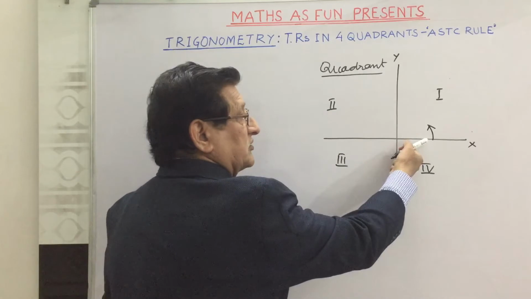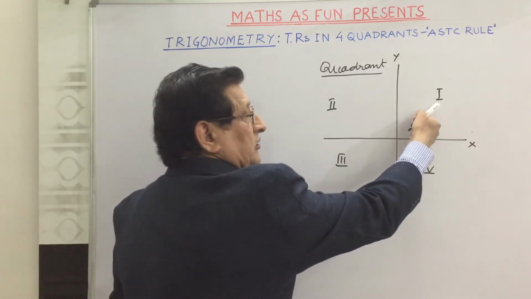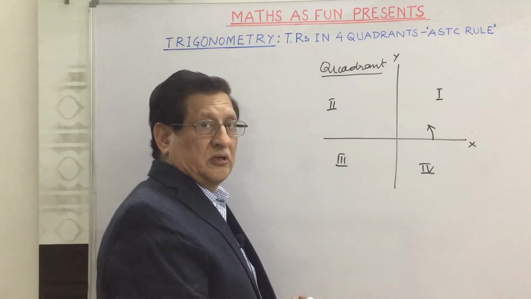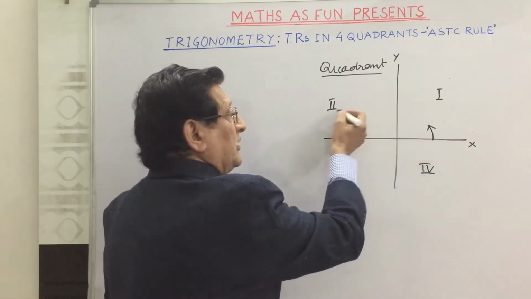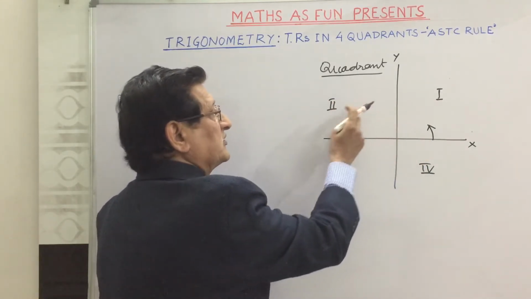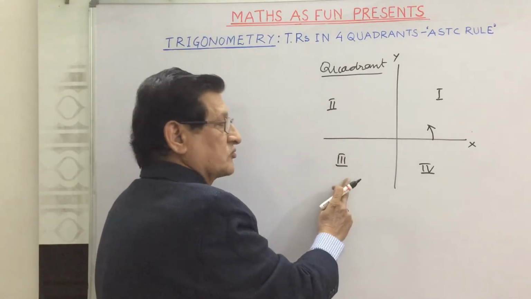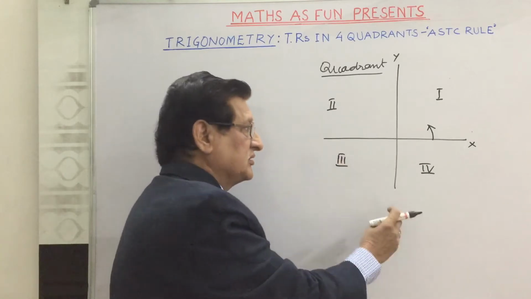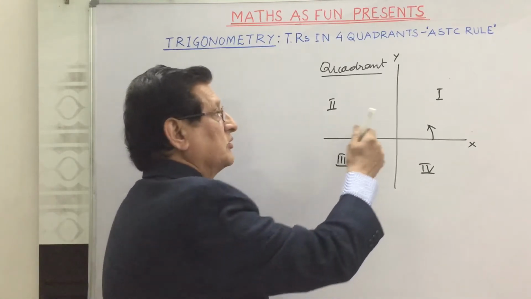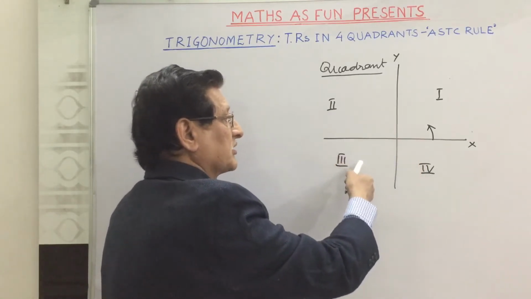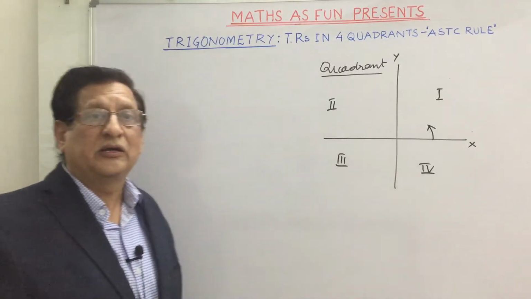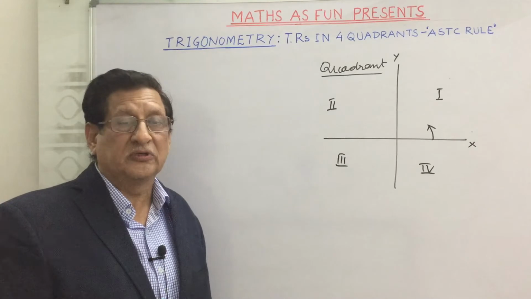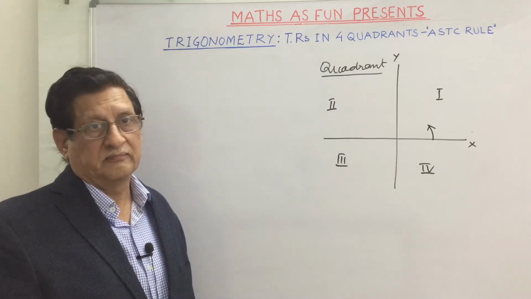So when it moves in this direction, first of all, this quadrant comes, and that's why it is known as the first quadrant. Further, when it moves, it goes to the next quadrant. This is known as the second. The next quadrant is the third, and the next quadrant is the fourth. This is the reason that the quadrants are named first, second, third, fourth in the anti-clockwise direction, because we decide the positive direction of the angles.